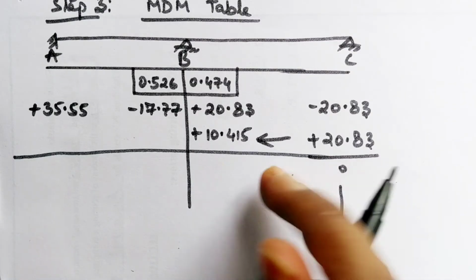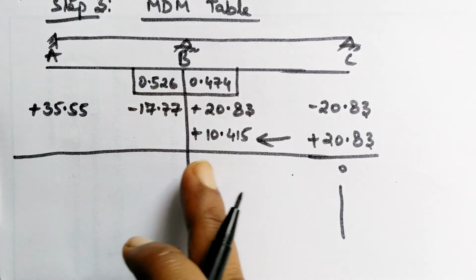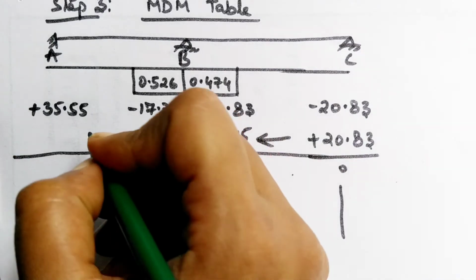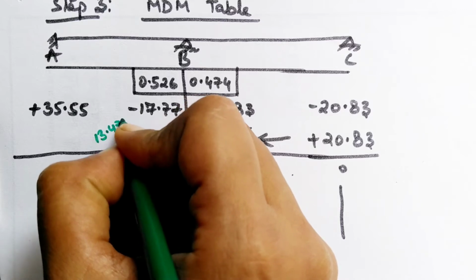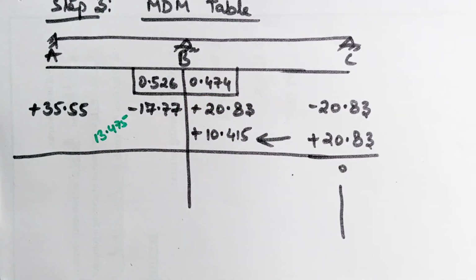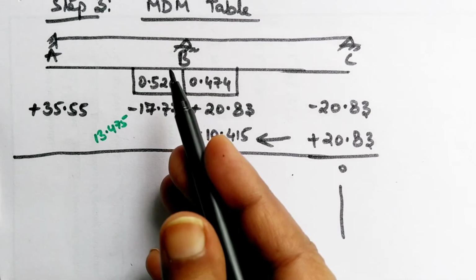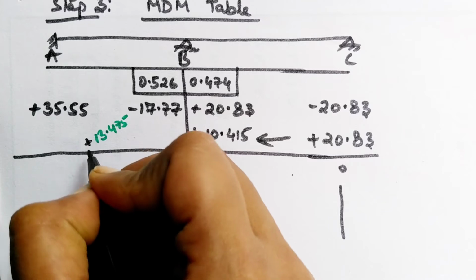Now I am putting a line. What you have to do at B support, you have to sum up all the moments. So if you sum up the total minus 17 and this, in your calculators, the amount you are getting is this much, 13.475. This one we should not write on the table. It has to be in your calculator. Just for your simplicity I am writing, and this is a positive.